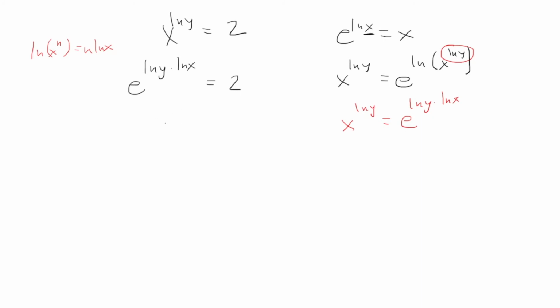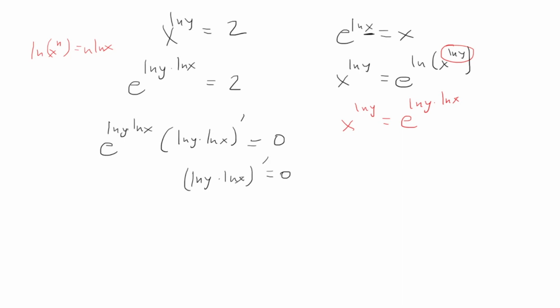The derivative of e to the x is itself. So it's just going to be e to the ln of y times ln of x, but now we have to take the derivative of the exponent. And the derivative of 2 is just 0. I can divide both sides by e to the ln of y times ln of x. We know that e to any power is never 0, so that's going to cancel. And I'm just left with the derivative of ln of y times ln of x.